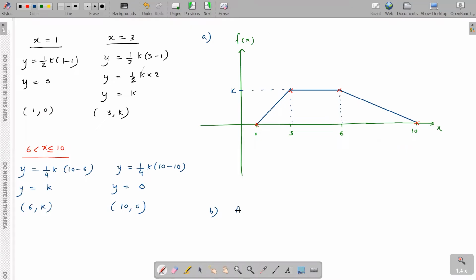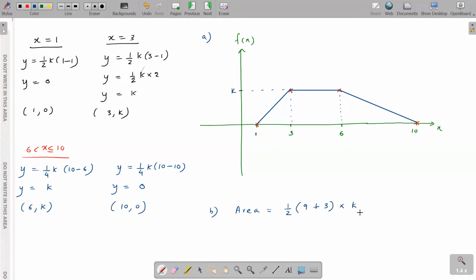So area is equal to what? Half (a plus b) times h. That's the area of a trapezium. a and b are the two parallel lines. Can I know the length of the two parallel lines? What's the length of this parallel line? Is it 10? No, the length of this parallel line is 10 minus 1, which is 9. Plus, can I know the length of this other parallel line from 3 to 6? 3. Multiply by the height, which is k.